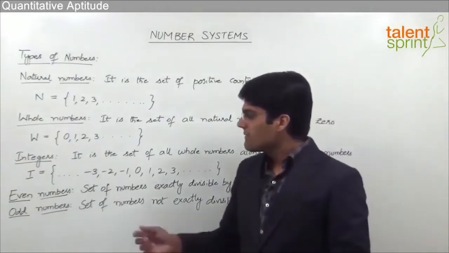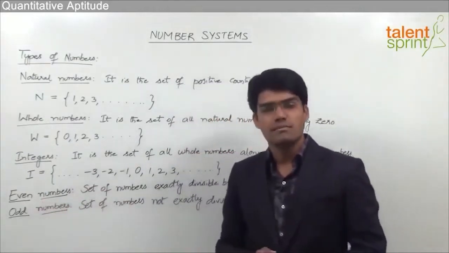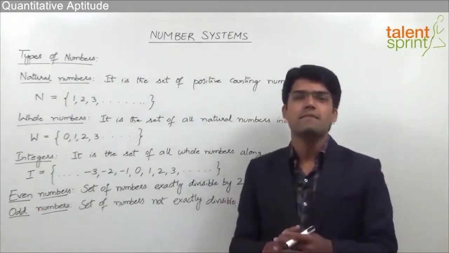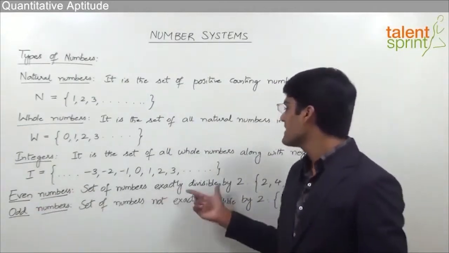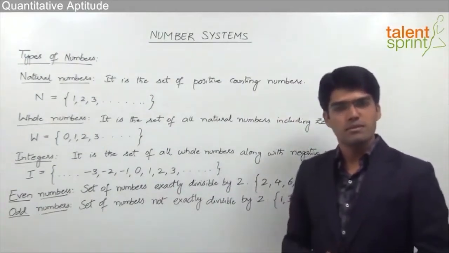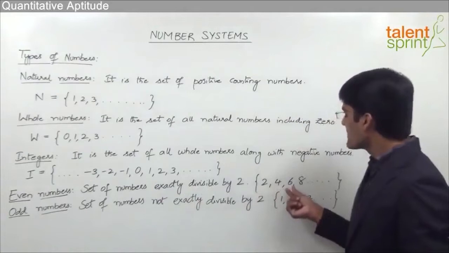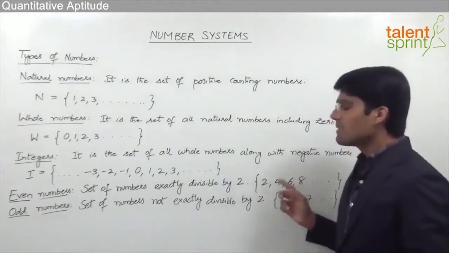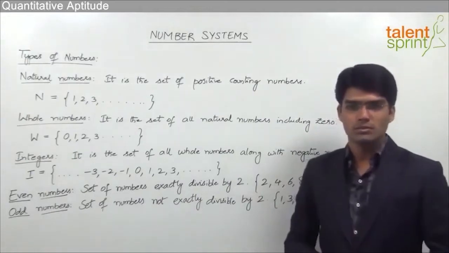Then the next classification here is even numbers and odd numbers. Even numbers, as we know, are those numbers which are exactly divisible by 2. This is a set of numbers that is exactly divisible by 2, or we can say these are the exact multiples of 2. So 2, 4, 6, 8 and so on are the examples of even numbers. Why? Because these are the numbers that are exactly divisible by 2.